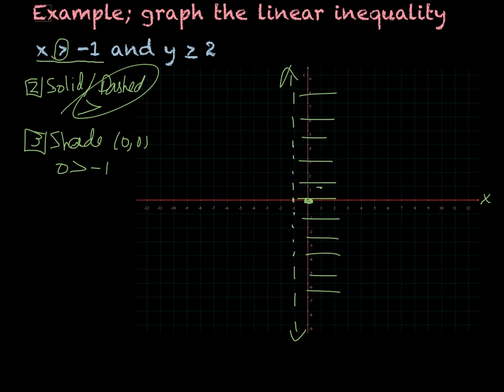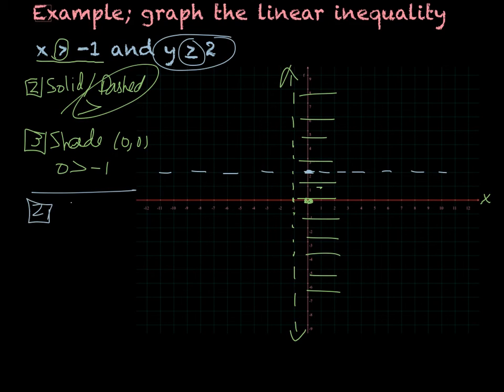But now I have another stipulation. I have y is greater than or equal to 2. So if I'm graphing y is greater than or equal to 2, y is equal to 2 right here, and all of these points along here. Now I need to figure out, is it solid or dashed? And it is a greater than or equal to sign, so it's going to be a solid line. So I'm going to go back in here and make this solid.